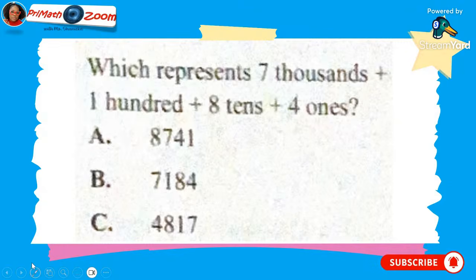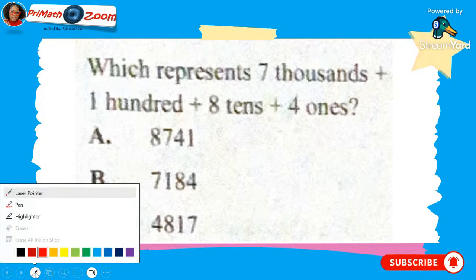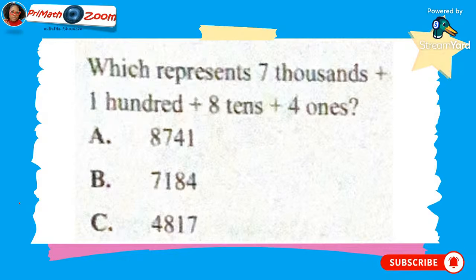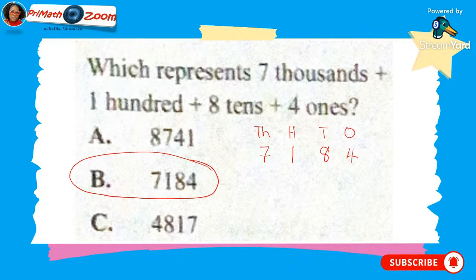All right. Yes, that is 7,184. Let's just go through that. 7,000. So we have the thousands place. We have the hundreds place, the tens place, the ones place. So if we put 7 in the thousands place, 1 in the hundreds place, 8 in the tens place, and 4 in the ones place, we will indeed come up with 7,184. Our correct answer is the B, 7,184. Good job, guys.